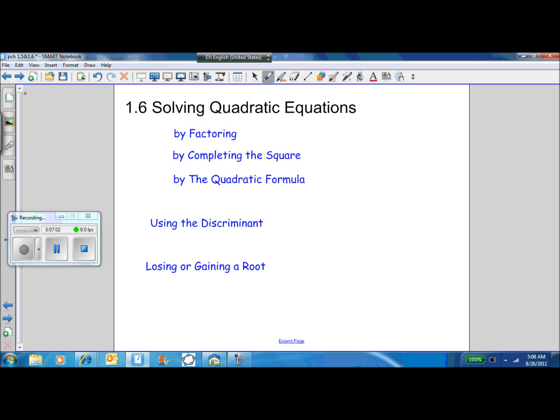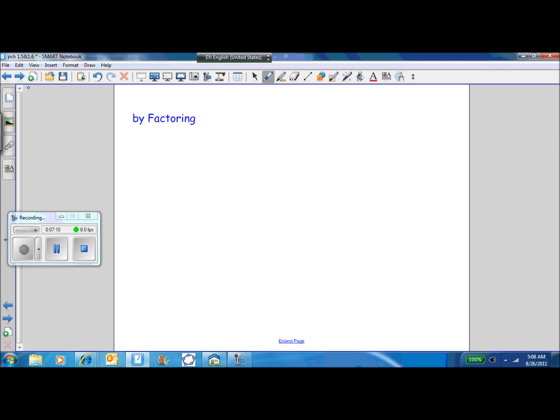Now, solving quadratic equations by factoring, by completing the square and the quadratic formula, using the discriminant, and losing or gaining a root. Let's make sure we cover most of these ideas. Just get you ready for class.